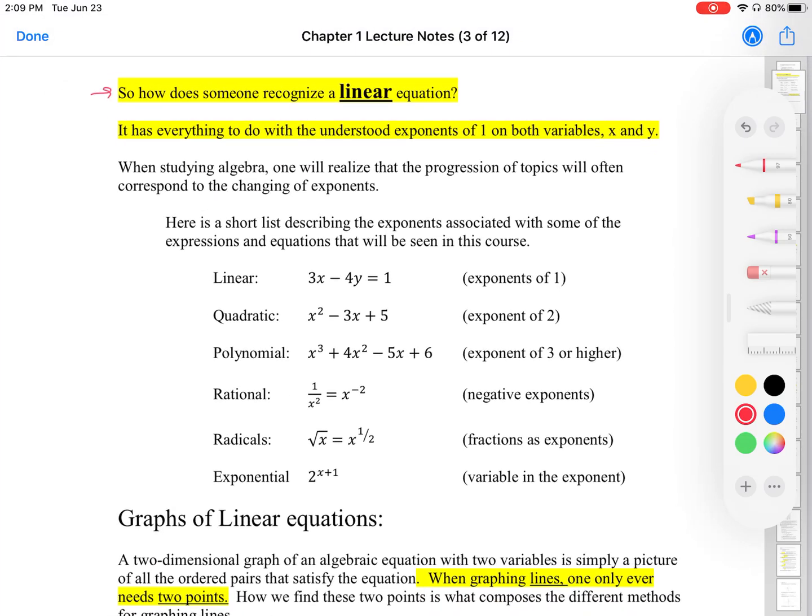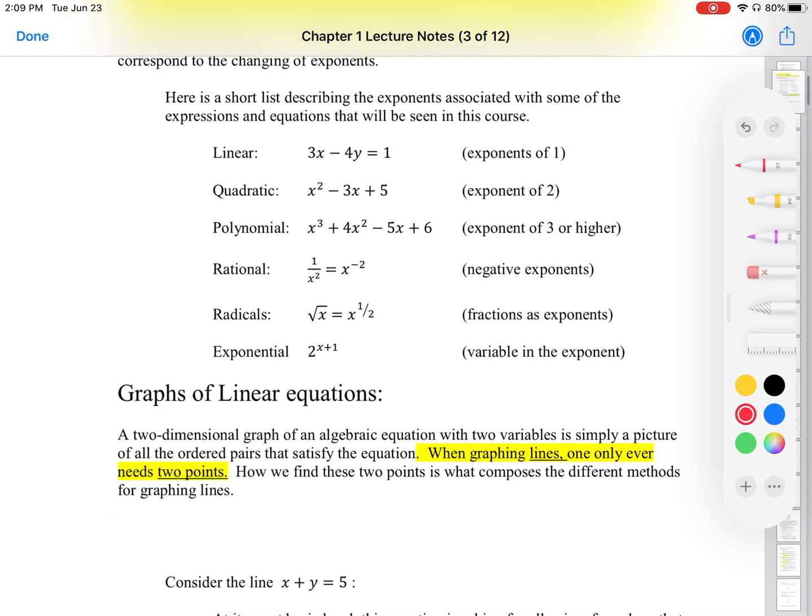So how does one recognize a linear equation? It has everything to do with understood exponents of 1 on both variables x and y. So there is not some type of x squared or square root of y. They're just x and y with nothing done to the exponent. When studying algebra, one will realize that progression of topics will often correspond to changing exponents. And here are some of the equations that we'll see in the future. They have different exponents that you'll see. Right now, we're working with linear.